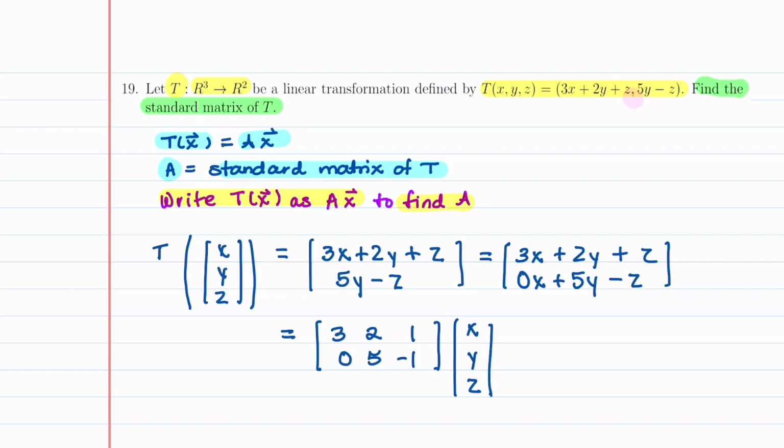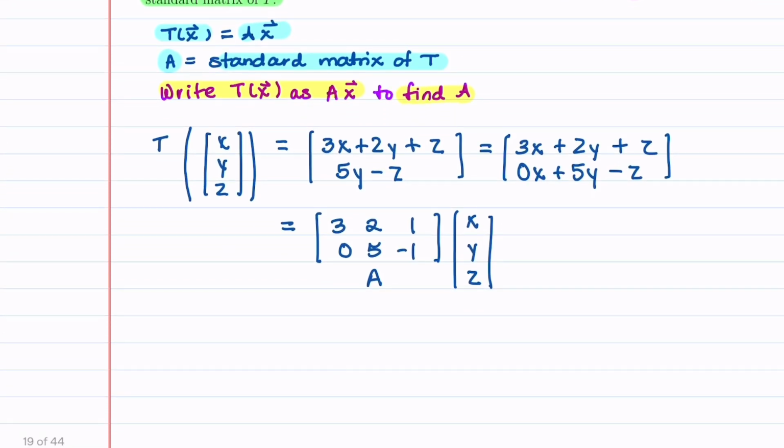What we were asked to find in this problem is the standard matrix of T. So that is matrix A. So we can write down that the standard matrix of T is this matrix right here. 3, 2, 1, 0, 5, and minus 1.